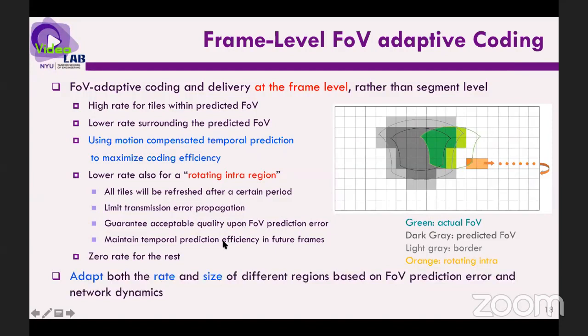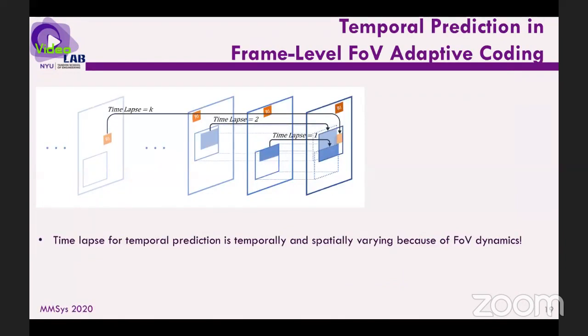And our system adapts both the rate and the size of different regions based on the FOV prediction error and network dynamics. With the frame level FOV adaptive coding, incorporating temporal predictive coding is actually very challenging. As illustrated here, suppose I'm coding this frame, and this is the region I would like to code. And as you can see, some part of this region is also in the predicted FOV of the previous frame. Therefore, I can predict this region from here with a frame distance of 1.